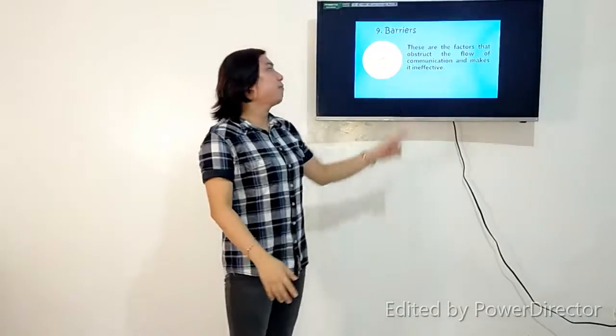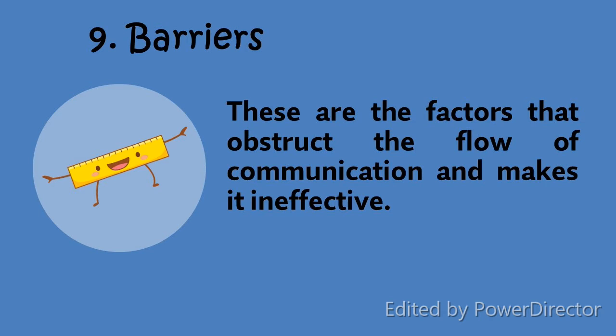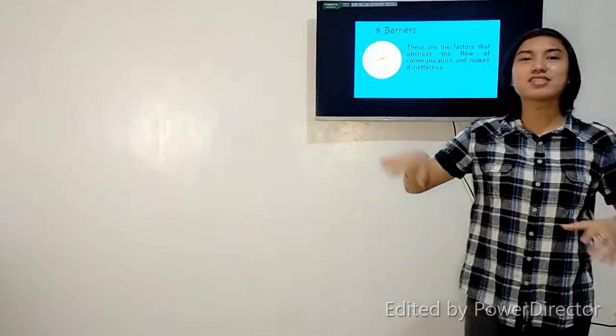Barriers are the factors that obstruct the flow of communication and makes it ineffective. Class, do not be confused because the word barrier is the same with the noise. Barrier and noise can be in the form of emotions. It's what we call the emotional barriers, especially when you are afraid, happy, or sad. There's a different effect in terms of the message. Another is it can be in the physical or semantic barriers. Jargons are part of the semantic barriers. The type of channel that you use can be affected because of the noise or the barrier. That's why you have to look into these different factors that may affect the process of your communication.